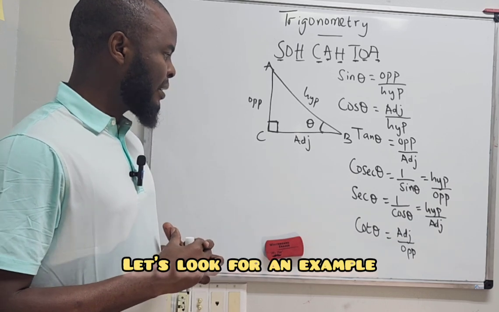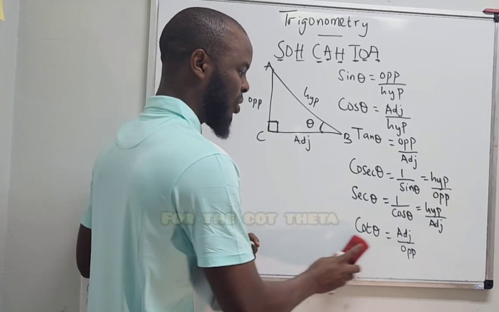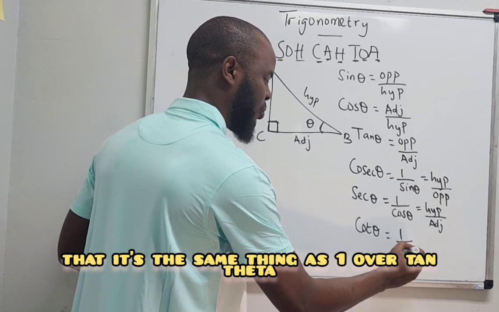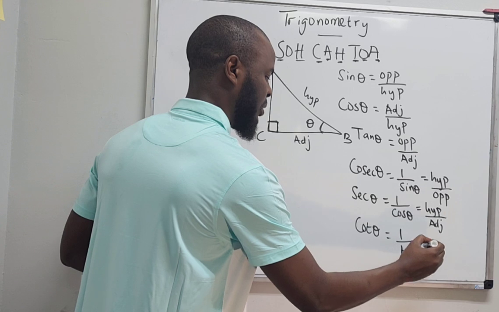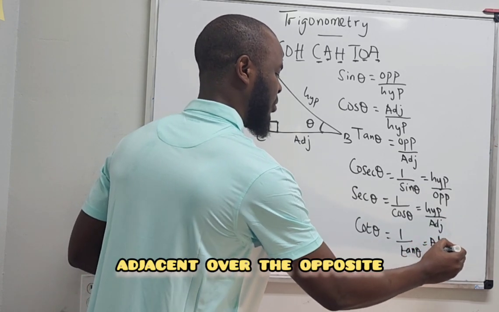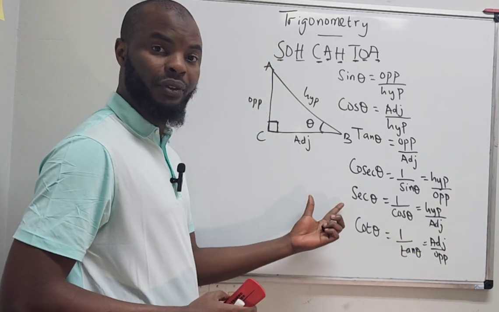Now let me just make you understand that cot theta is the same thing as 1 over tan theta, which is the same thing as adjacent over the opposite. So these are what we have.